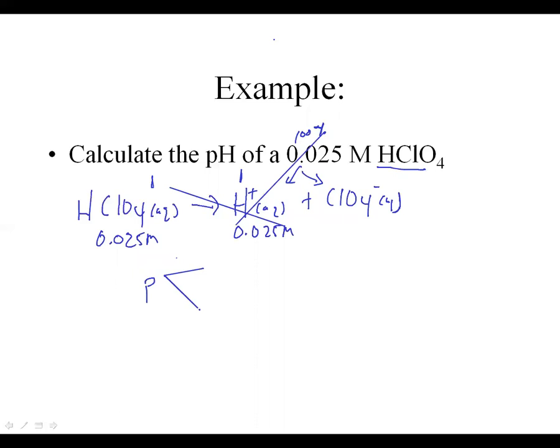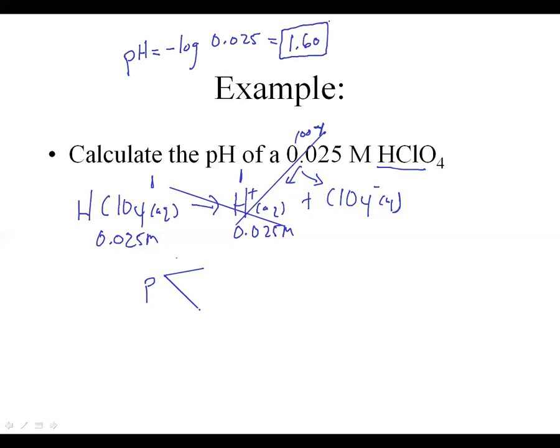Let's see. pH will equal minus the log of 0.025. And we get a pH of 1.60, which is acidic. And that does make sense since this is an acid.